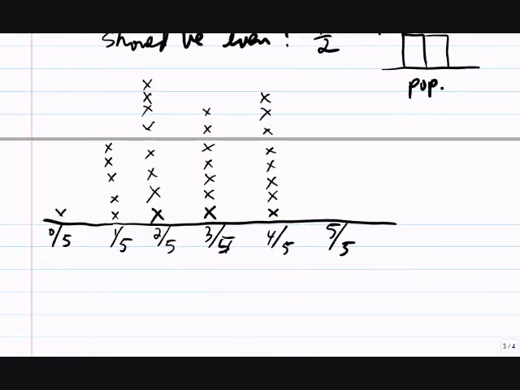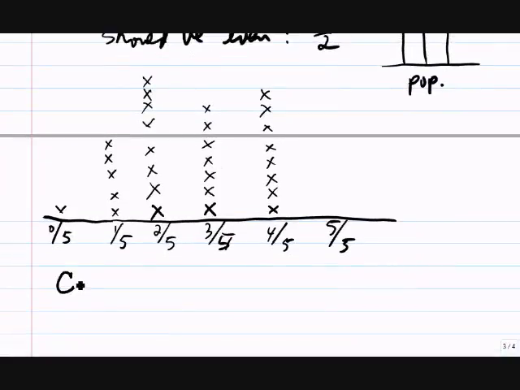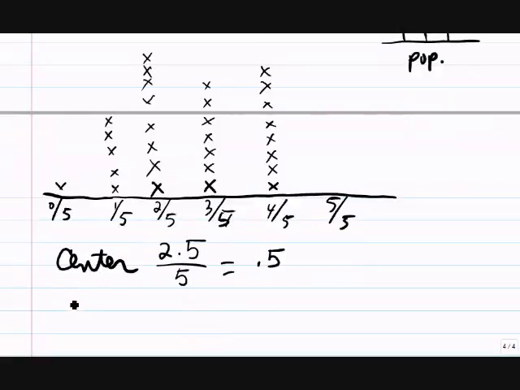Okay, so for our center, my center should be at about 2.5 out of 5. So my center should be a half. What do you think the shape should look like?